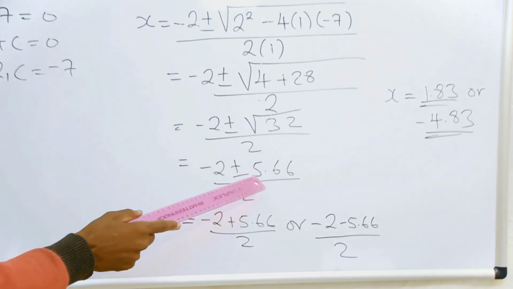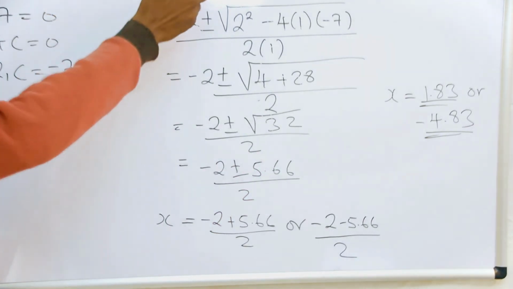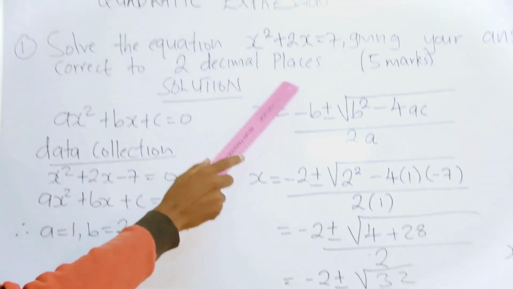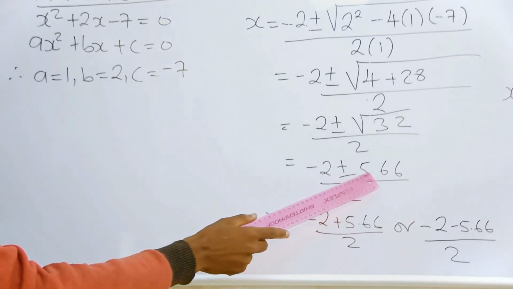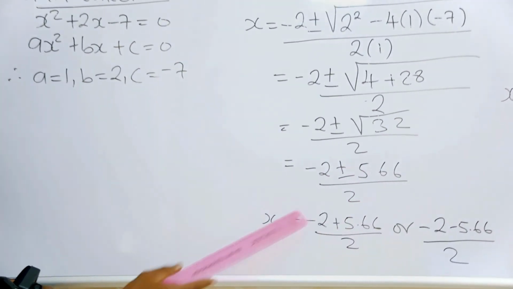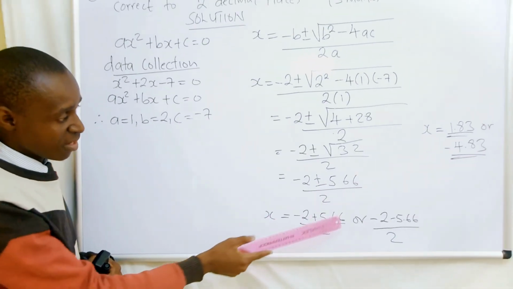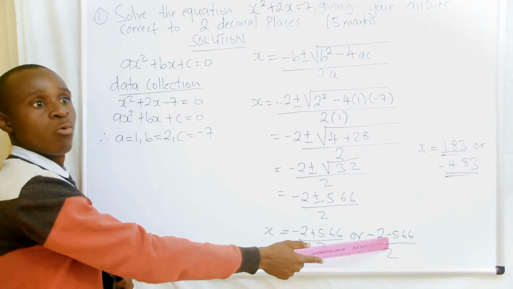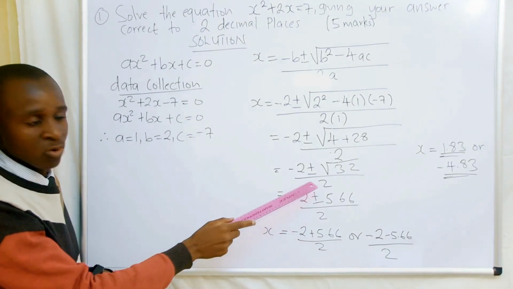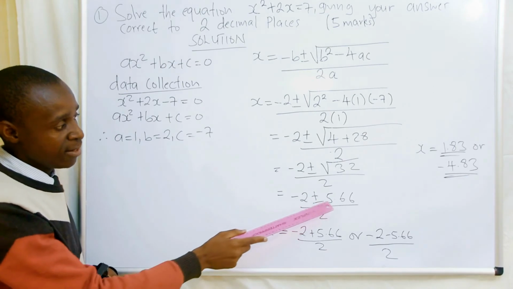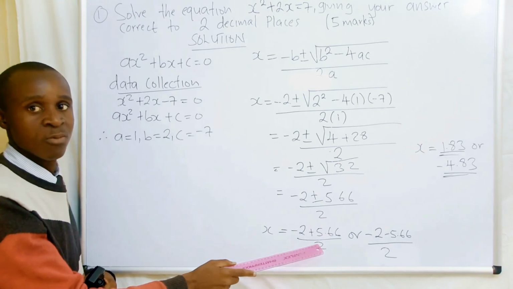If you notice here, I put it to 2 decimal places, and that is a requirement for the question, because they told us to give our answer correct to 2 decimal places. So I've put also my square root here to 2 decimal places. The x is required in two answers because of the positive and negative there. So I've got my first expression and my second expression. Where are they coming from? The first expression is negative 2, then I've got the positive sign on top, then 5.66 is coming there, over the 2. So the 2 just drops as it is.